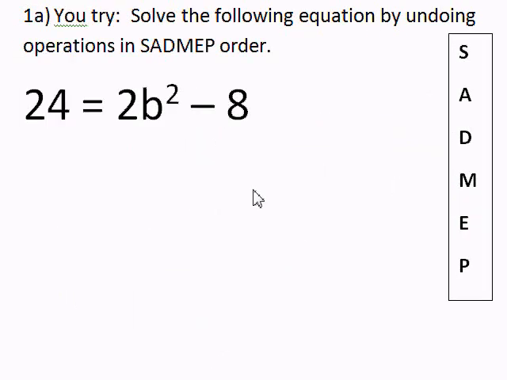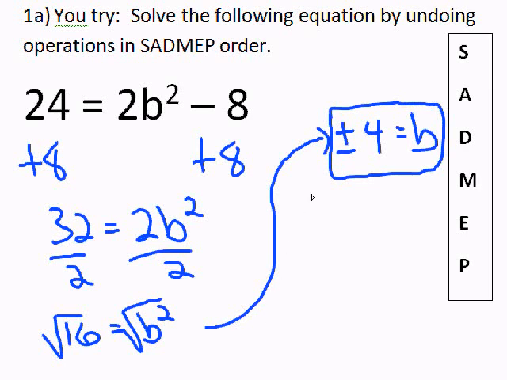Here's a problem for you to try. Go ahead and work it out, pressing pause, and press play when you're ready to see the answer. I went and worked out the problem, and I got a positive and a negative 4 for the answer. By adding 8 to both sides, that was undoing subtraction by adding. Dividing both sides by 2, that was undoing multiplication by dividing. And then taking the square root of both sides to get rid of the exponent of 2. That was undoing the exponent.